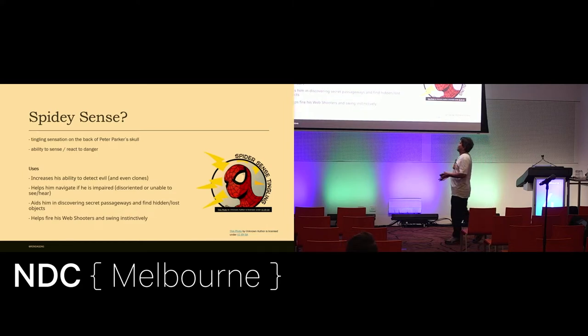So what is Spidey sense? Spidey sense is that tingling sensation on the back of Peter Parker. Peter Parker is the friendly neighborhood Spider-Man, right? That allows him the ability to sense if there's danger coming around. It allows Spider-Man to detect evil, to help him navigate if he's impaired, or discover secret passages. And it lets him know, from one building to the other, where to put his spider web. So it's innately part of Spider-Man.